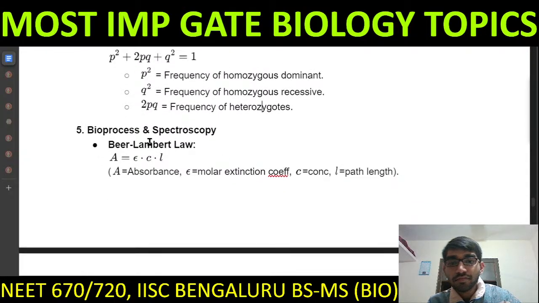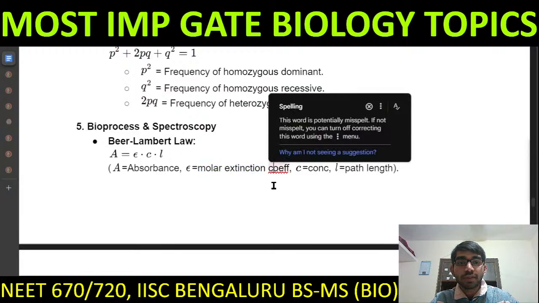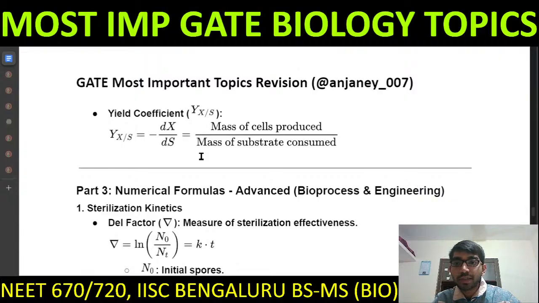Finally, coming to spectroscopy, Beer-Lambert law, very important. Absorbance equals epsilon l c, that is, molar extinction coefficient times concentration times path length. This you should remember. Very easy numericals can be asked based on this.